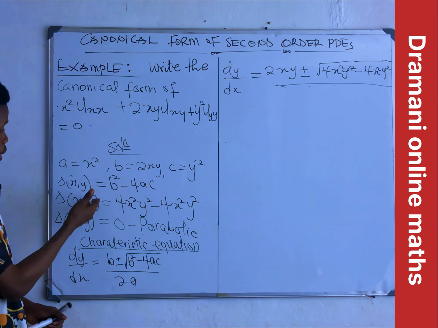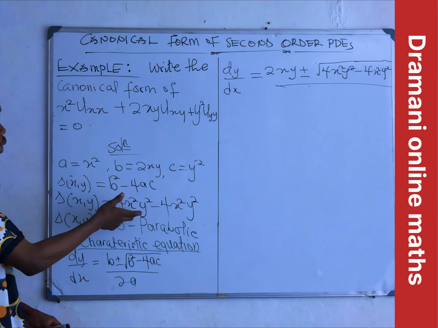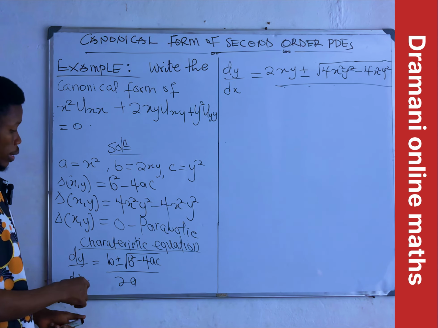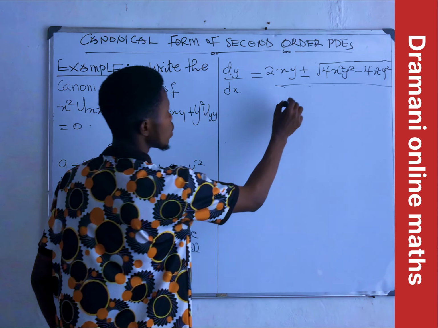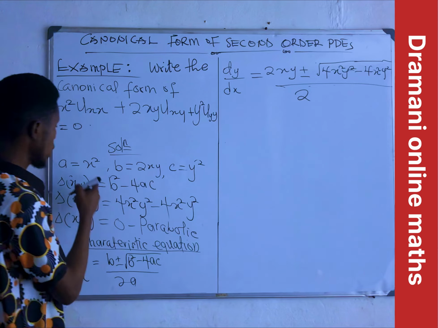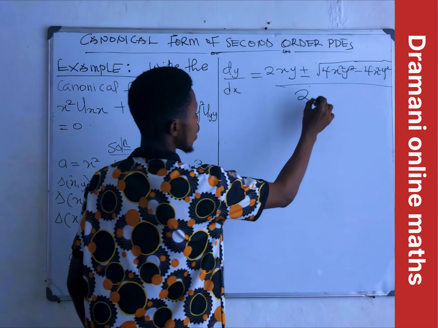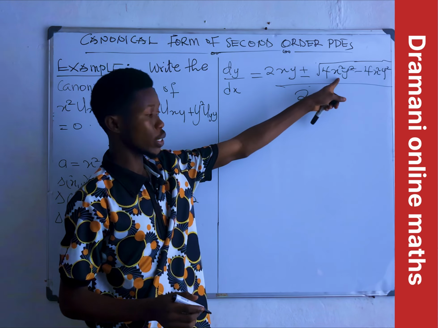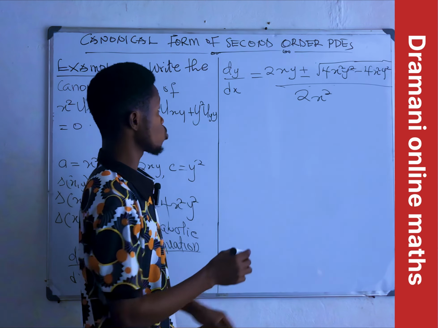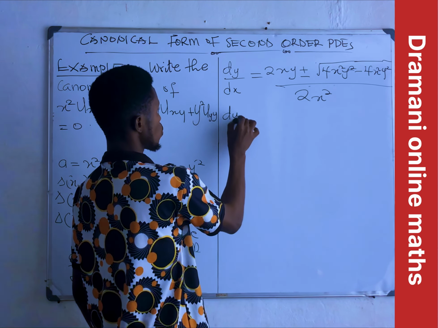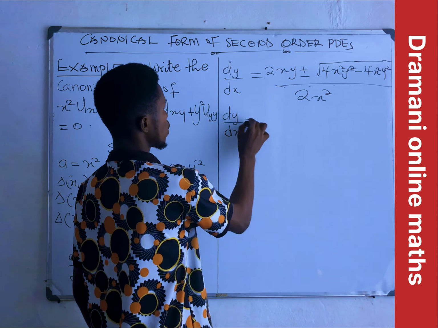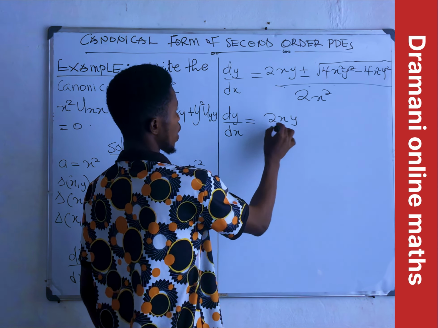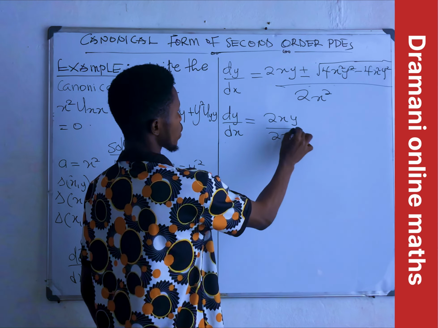And already we did it when we were looking at whether it's hyperbolic or parabolic. Now after this, over 2a. So 2a, a is x squared. Is that okay? But remember, whatever is in the square root goes to 0, the discriminant is always 0 there. So what we have here is 2xy over 2x squared.